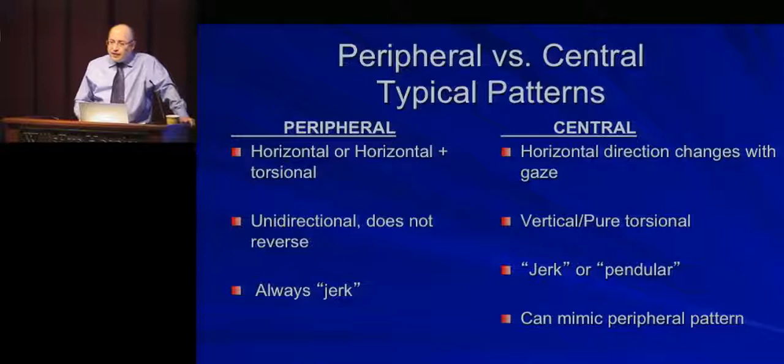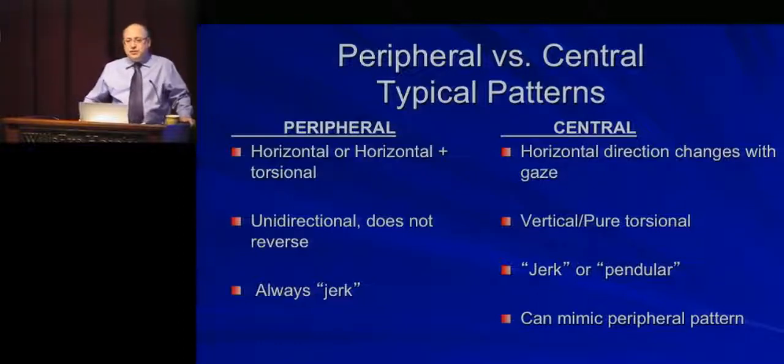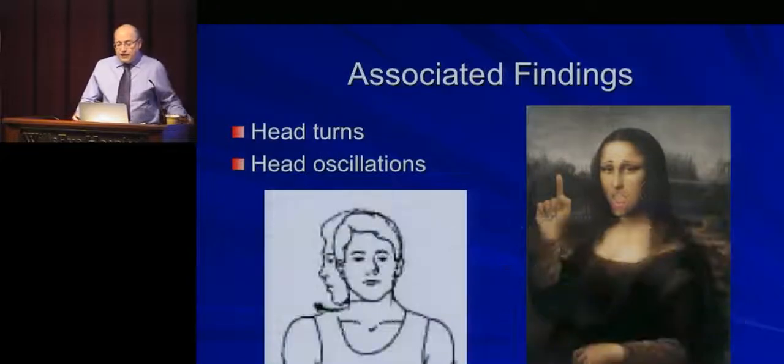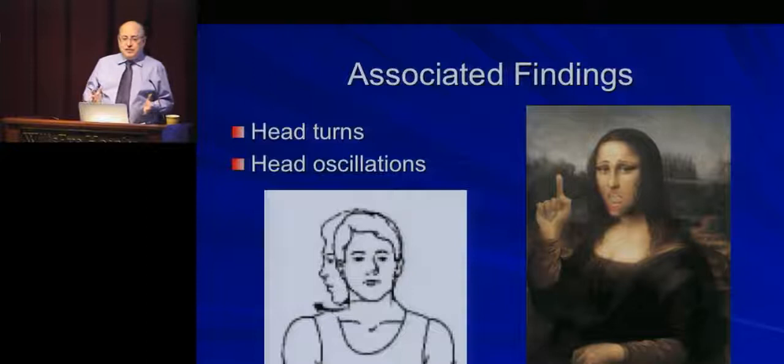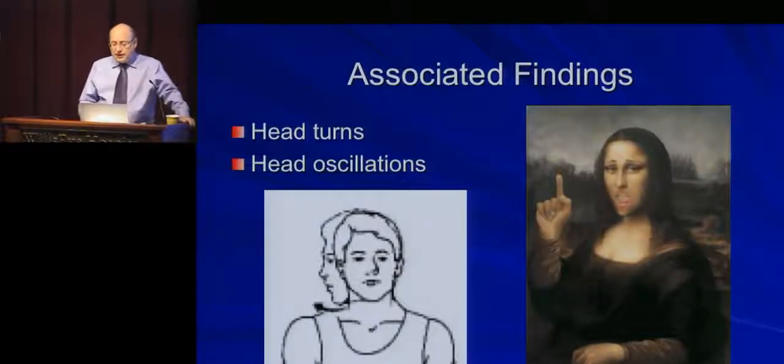So if you have an 85-year-old who comes in with what looks like peripheral vertigo with no central findings, but she's 85 and she's got atrial fib and hypertension and diabetes, don't just assume it's peripheral. Take the whole picture. You want to look for associated findings. Are there head oscillations or are there head turns? Because some of the congenital or spasmus nutans have head oscillations, some have head turns.